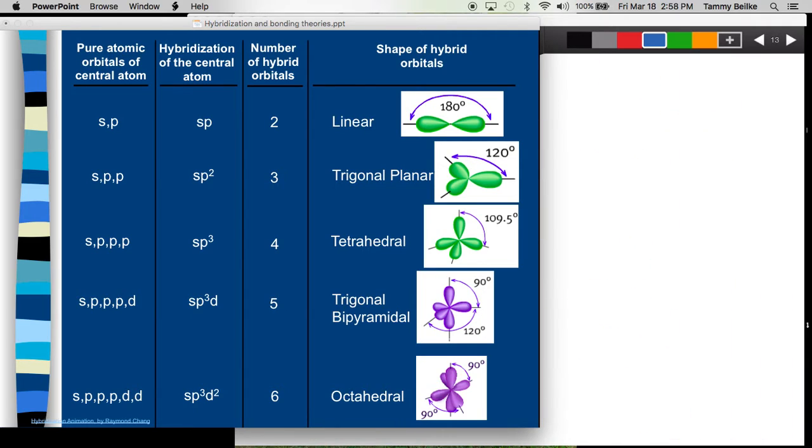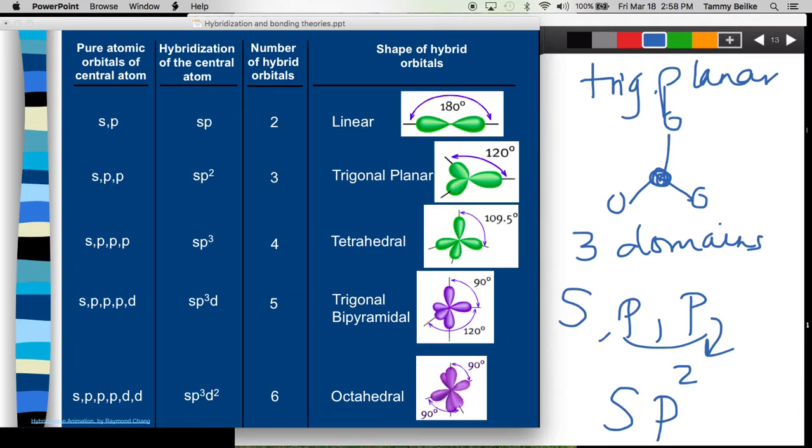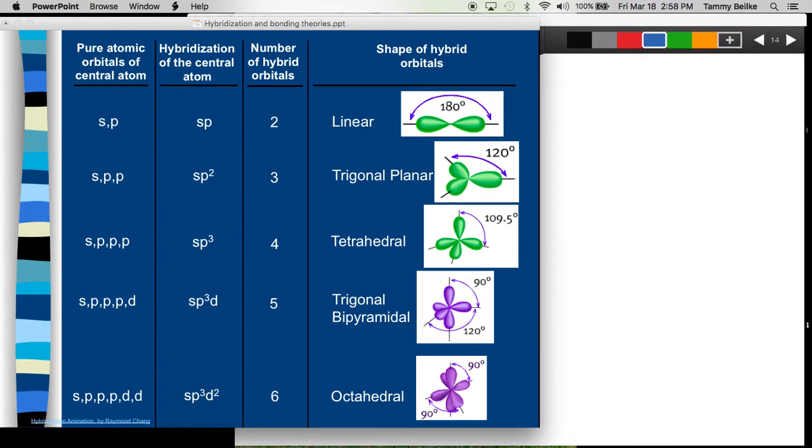And that's it. Okay. For trigonal planar, the atom has 3 domains. So it's going to take 3 orbitals and hybridize them: an s, a p, and another p. And the hybrid is very descriptive of this. We're going to call it sp2 because there are 2 p's. So on your chart for trigonal planar, put sp2. Okay. Tetrahedral has 4 domains.